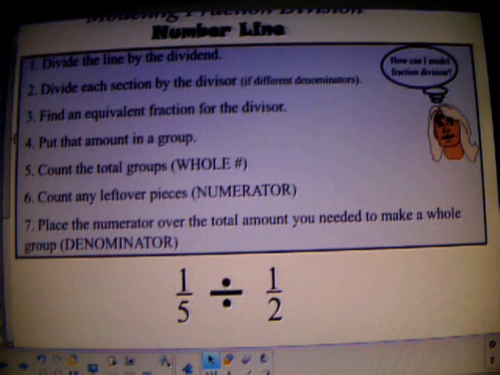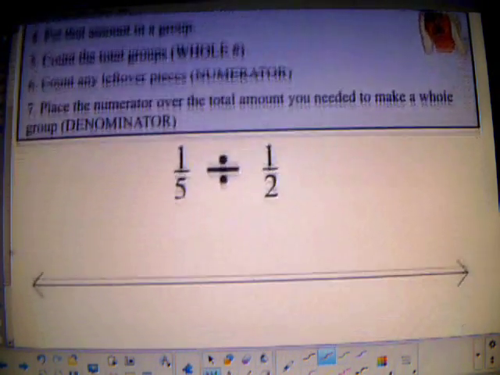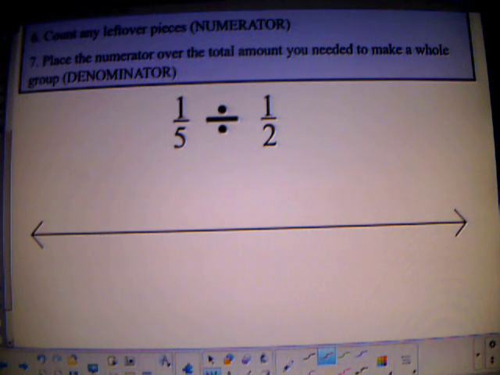Let's start with step 1. I'm going to use a red marker to indicate step 1. Step 1 says divide the line by the dividend. We have 1/5 divided by 1/2. 1/5 is our dividend. So we need to divide the line to show 1/5.